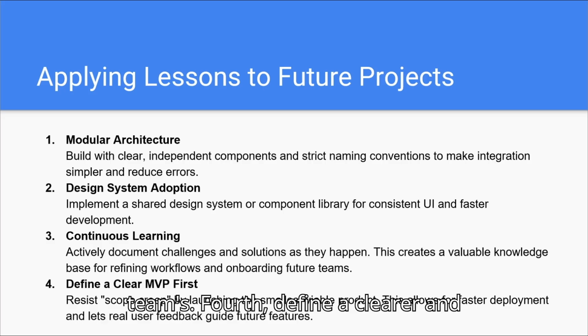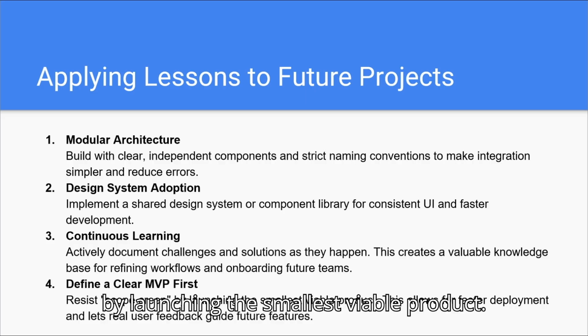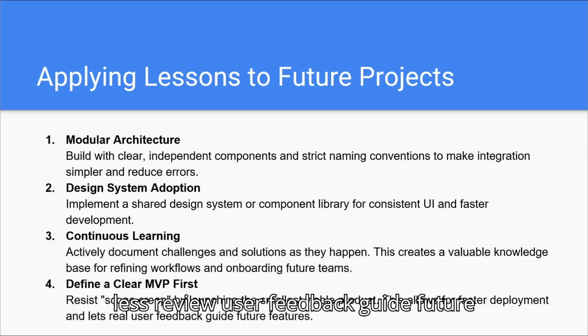Fourth, define a clear MVP first. Resist scope creep by launching the smallest viable product. This allows for faster development and lets real users' feedback guide future features.